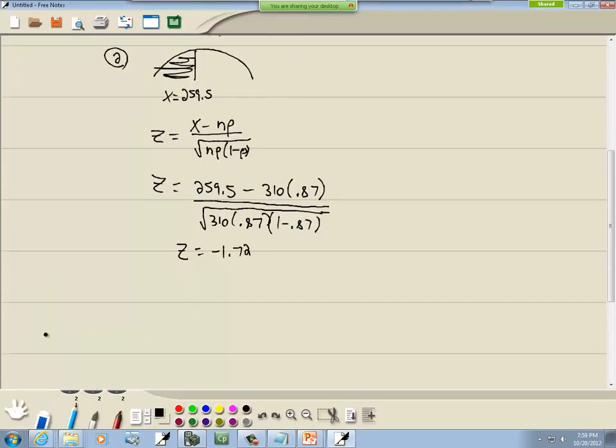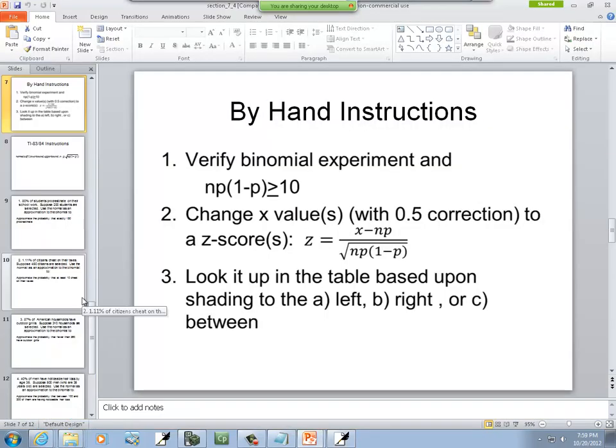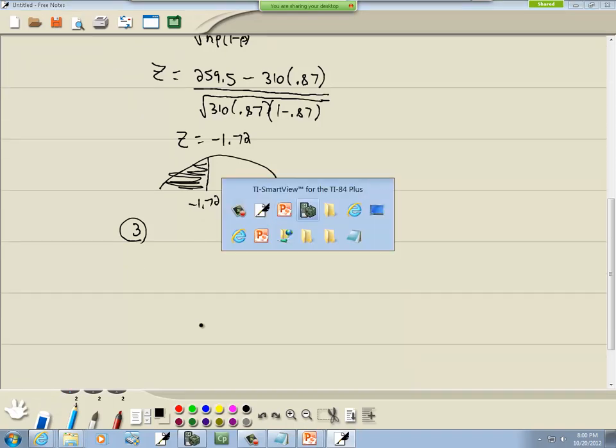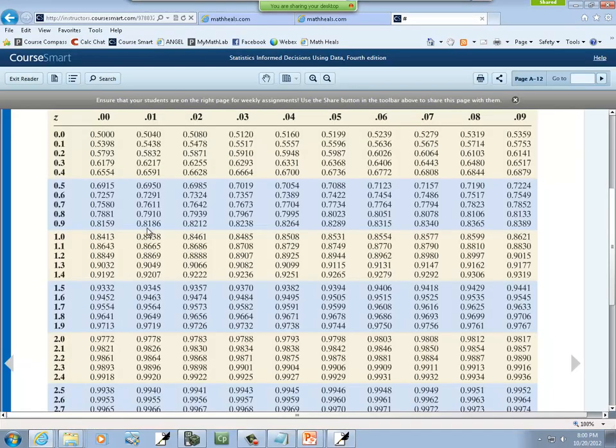So our picture now looks like this. Here's negative 1.72 shaded to the left. So step 3, we want to look it up in our table. Our table is actually based upon the area to the left, so that's perfect. So let's go over here, negative 1.72.